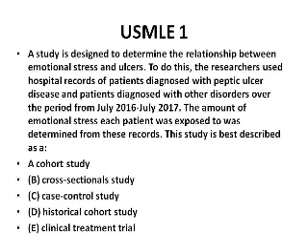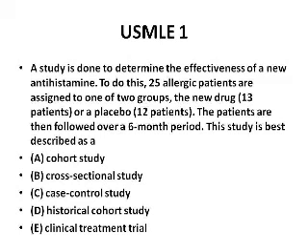A study is done to determine the effectiveness of a new antihistamine. To do this, 25 allergic patients are assigned to one of two groups. The new drug is given to 13 patients and a placebo is given to 12 patients. The patients are then followed for a period of 6 months. So how can this study be described? A, cohort study, B, cross-sectional study, C, case control study, D, historical cohort study, or E, clinical treatment trial. Well, this is typically a clinical treatment trial.